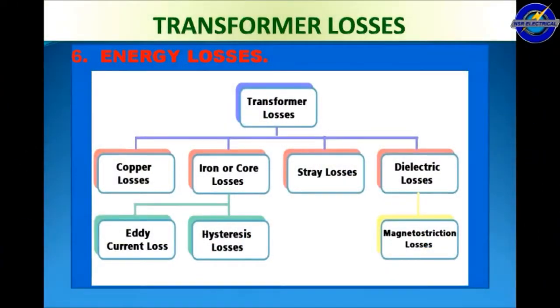Energy losses. Transformer losses are mainly four types: copper losses, iron or core losses, stray losses, and dielectric losses. Iron or core losses are two types: eddy current losses and hysteresis losses. Dielectric losses produce magnetization losses.